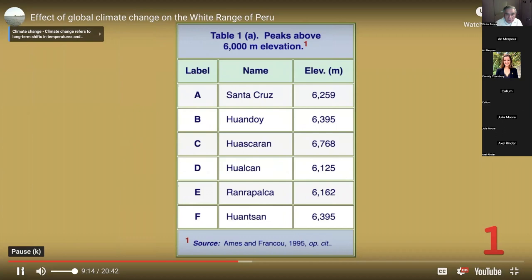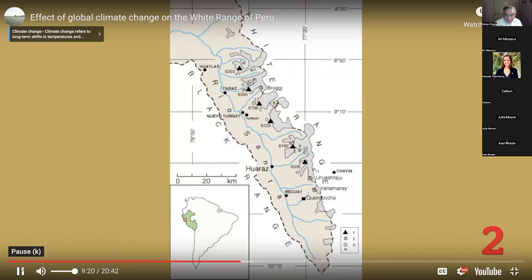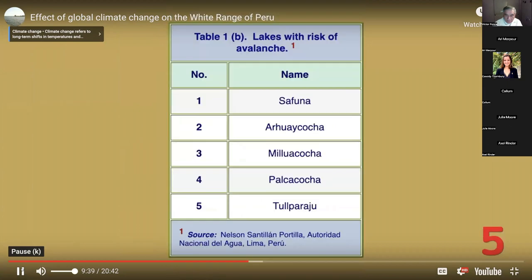One, principal mountain peaks above 6,000 meters elevation. Two, cities in the vicinity, Caraz, Yungay, Huaraz, and Recuay. Three, meteorological station at Querococha. Four, glaciers Broggi, Uruashraju, and Yanamarey. And five, lakes with risk of avalanche.